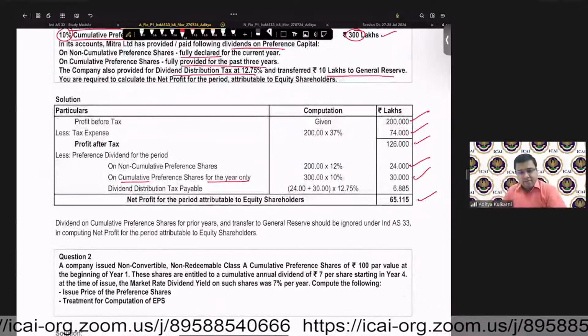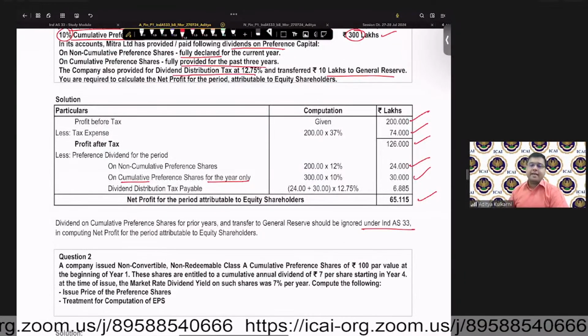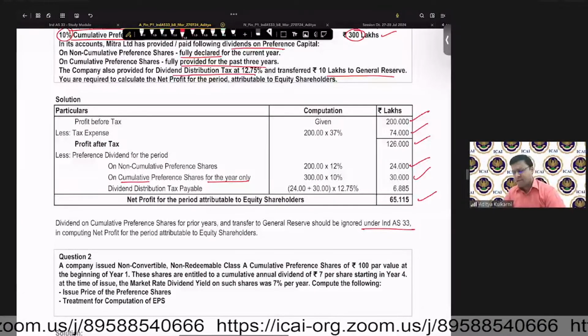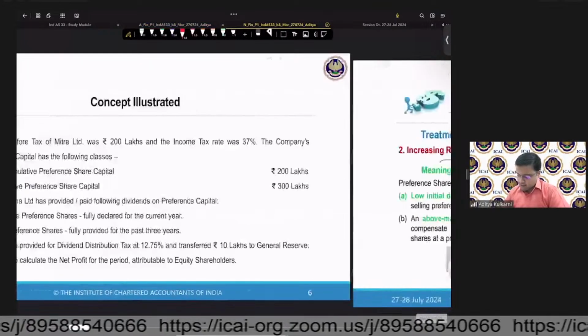Dividend on cumulative preference shares for prior years and transfer to general reserve, you will be ignoring under Ind AS 33. Okay. So that's a fairly simple adjustment. Let us move on to the next one.